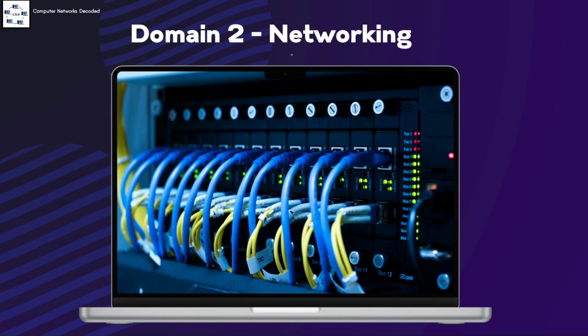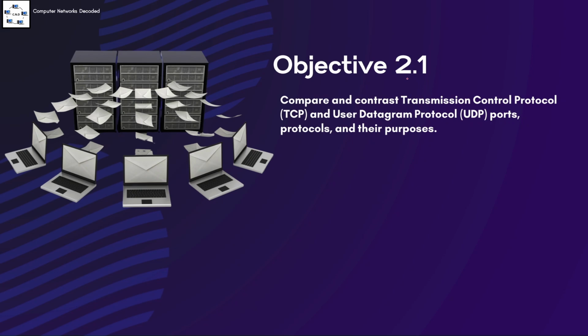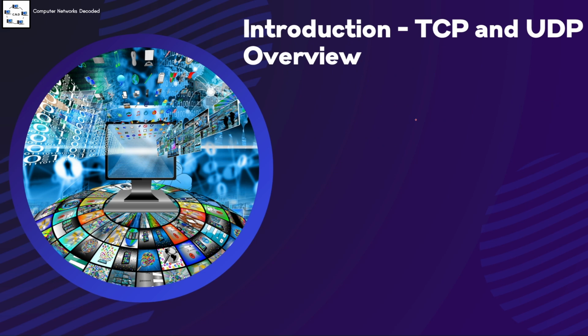So welcome to our Domain 2, that is networking, of our CompTIA A Plus course. This is my favorite domain as I myself am a network professional having about 15 years plus experience in the field. So let's get started. Our objective 2.1 is compare and contrast Transmission Control Protocol, that is TCP, and User Datagram Protocol, UDP, ports, protocols, and their purposes. And our first topic is TCP and UDP overview.